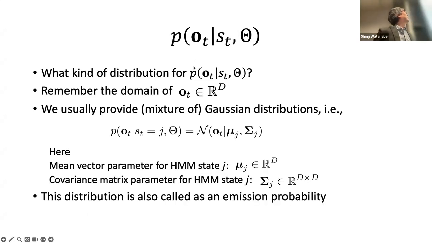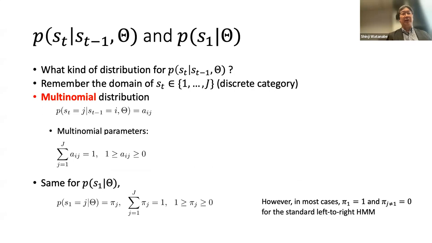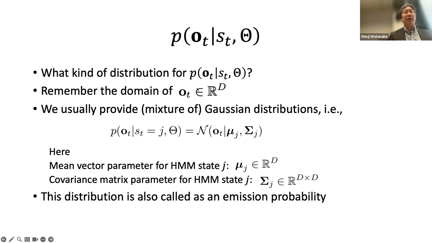And the next one, the observation at t given S_t and theta. The observation is MFCC or whatever, which is a continuous vector. The previous one used a discrete category and made it a weight, but now it becomes continuous values. In this case, we use the Gaussian distribution, whose parameters are the mean and the covariance matrix. By the way, this distribution is also called the emission probability because it emits the observation.